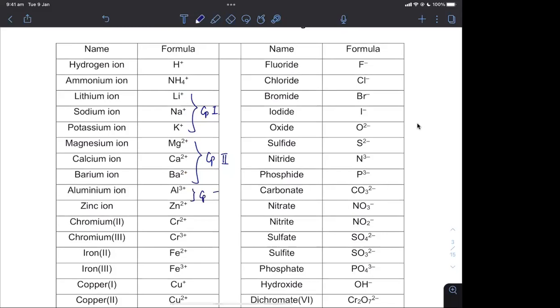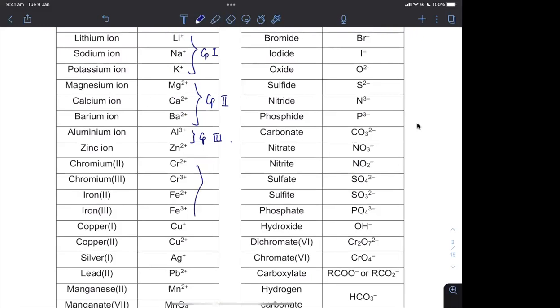There's group 3. And then we have this bunch here, which are transition elements. So these are transition elements, which can have more than one different valency, more than one oxidation number, according to this Roman numeral in the bracket there.